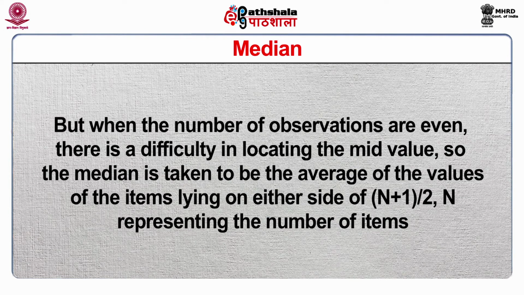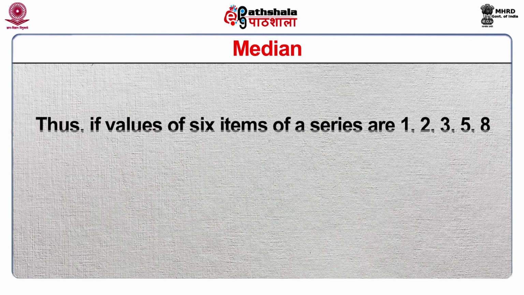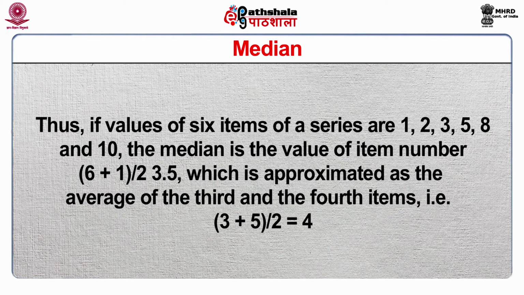But when the number of observations is even, there is a difficulty in locating the mid value. So, the median is taken to be the average of the values of the items lying on either side of (n plus 1) upon 2, where n represents the number of items. Thus, if values of 6 items of a series are 1, 2, 3, 5, 8 and 10, the median is the value of item number (6 plus 1) upon 2, that is 3.5, which is approximated as the average of the third and the fourth item, that is (3 plus 5) upon 2, equal to 4.